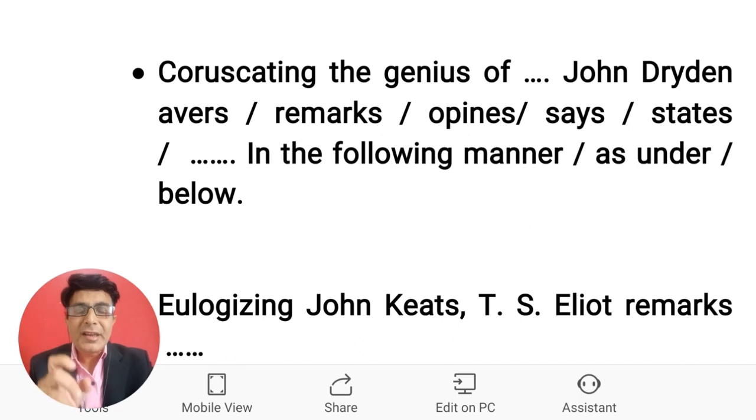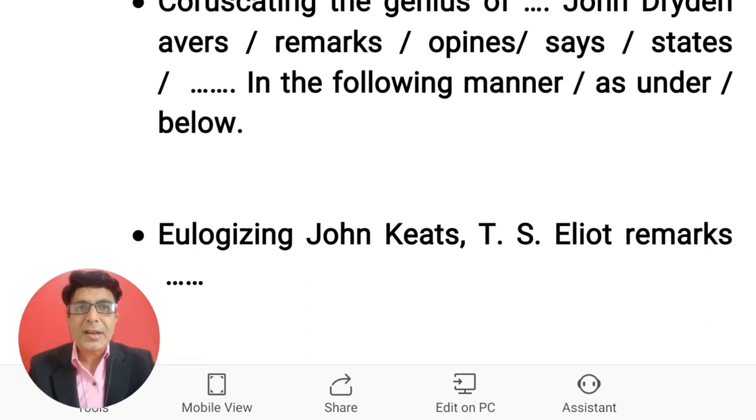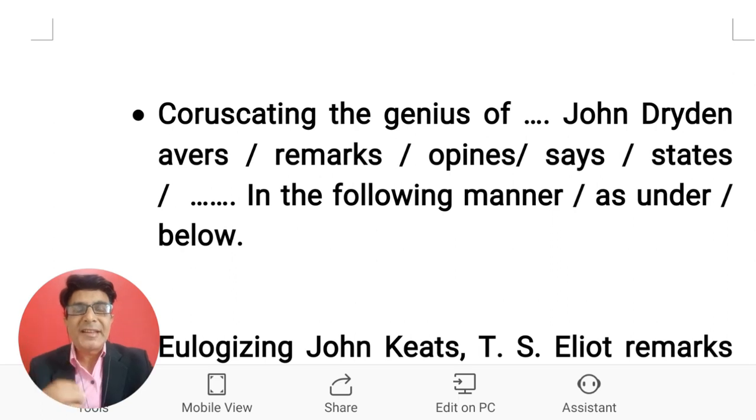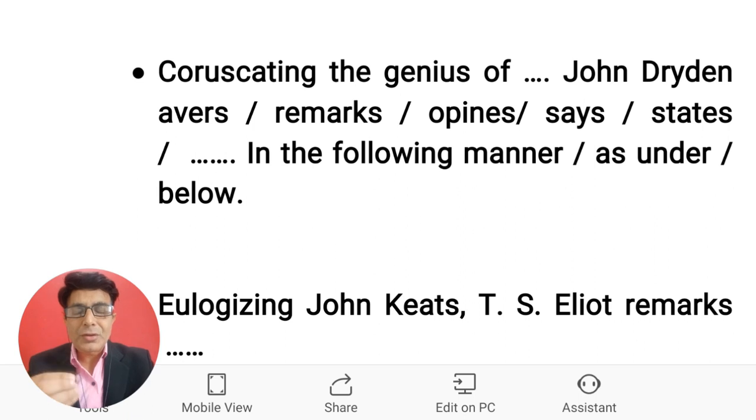Your vocabulary must be rich. In one answer, you can say appreciating the genius of John Dryden. In another answer, you can say coruscating the genius of John Dryden. In third answer, you can say eulogizing the genius of John Keats, right? So eulogizing, appreciating, coruscating, these are different words which you should use in your answer.